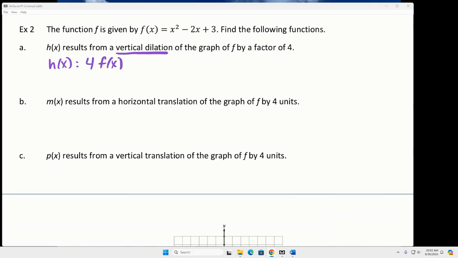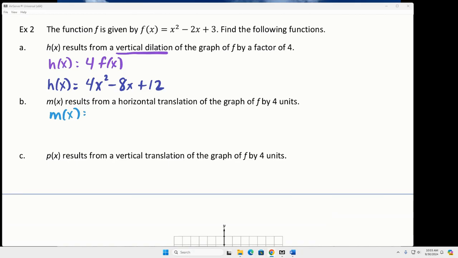All right, so this is what I would do. That might be unnecessary work for you to write. You could just actually do that multiplication. And so we would take f and we would multiply every single term by 4. So that's a new function that is taking f and making it 4 times as tall. All right, so we also have m.